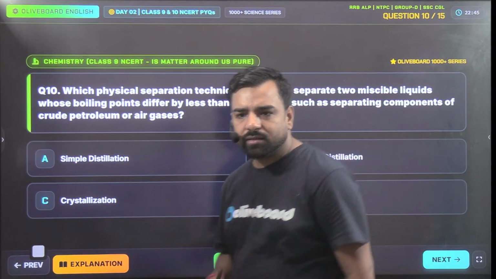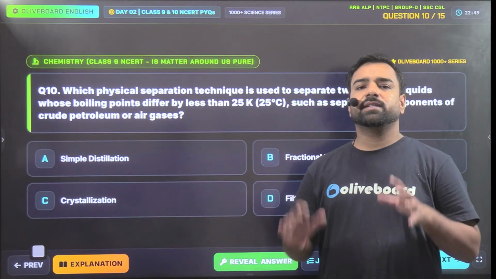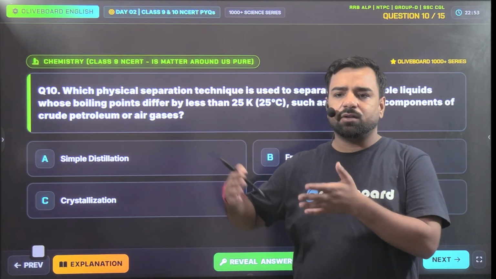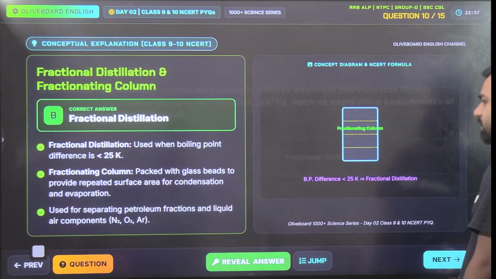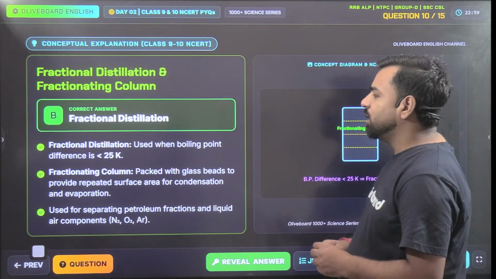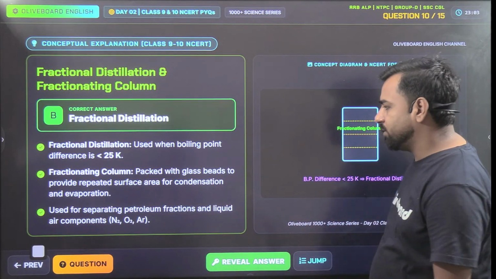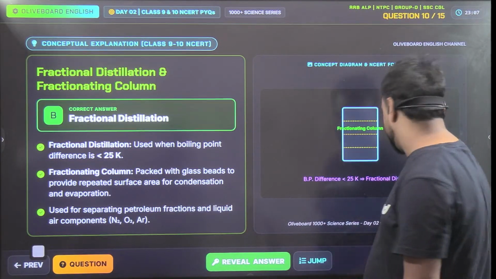What is the answer? Ankita is going with B. Okay. And Natasha, what's your answer? So this time, always remember, whenever you're talking about the crude oil separation and all, the correct answer will be B. So Natasha and Ankita, both of you are right. The correct answer is fractional distillation. So when the boiling point difference is less than 25 Kelvin, we are going with fractional distillation, right? It's used for separating the petroleum fractions and liquid air components.